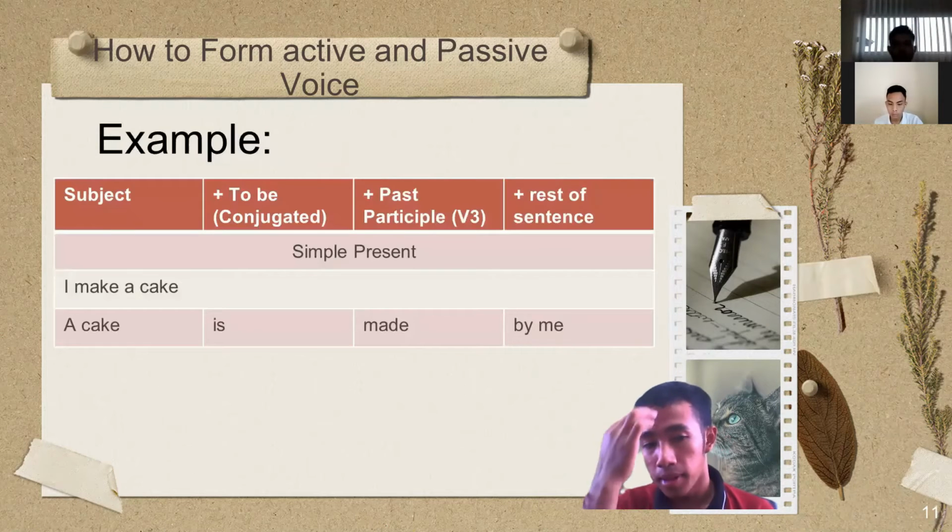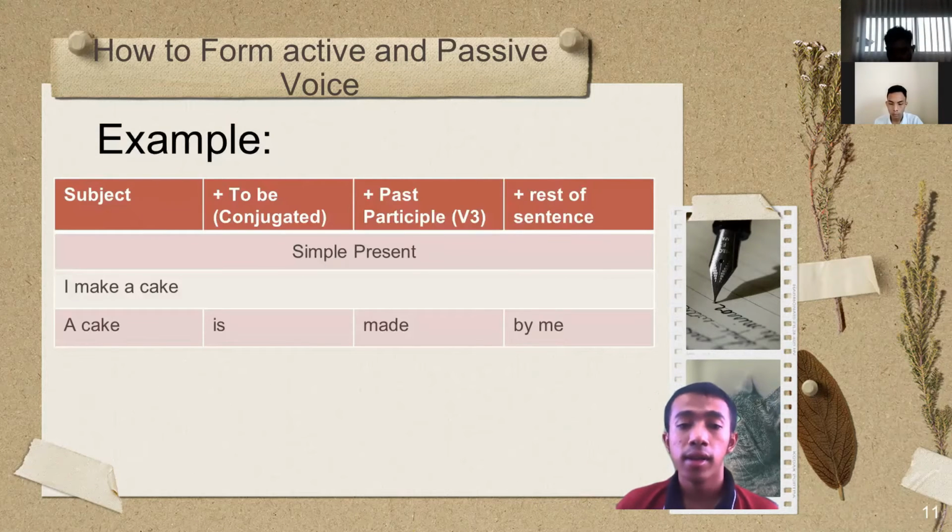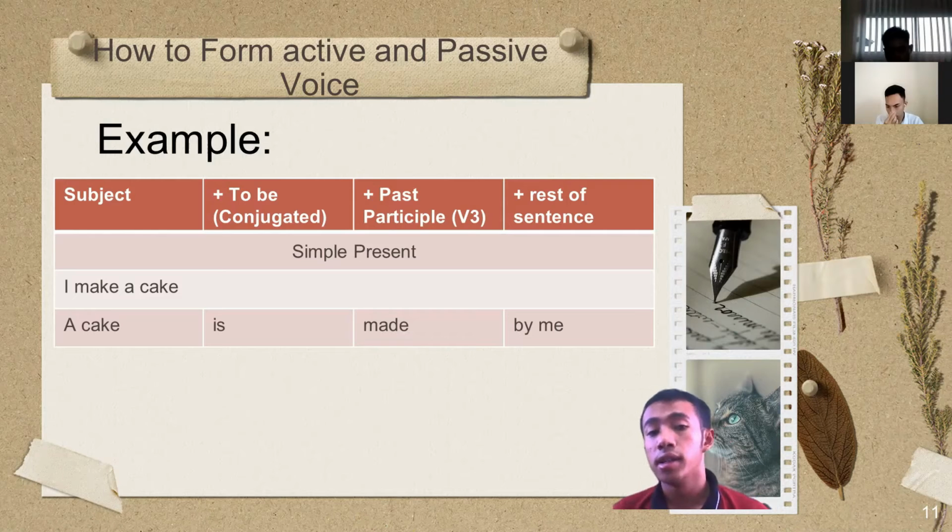Okay, next, the example. Let's see the first example. It's from the simple present tense. From simple present tense, let's see the active voice first. It's I make a cake, where I is the subject, make is the verb, and a cake is the object. If we want to make the passive voice form, it becomes a cake is made by me.